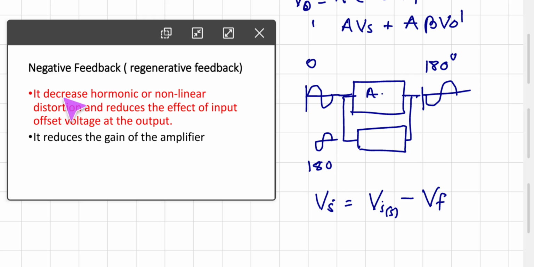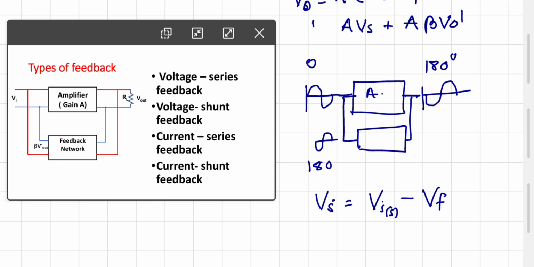So negative feedback decreases harmonic or non-linear distortion and reduces the effect of input offset voltage at the output, as well as it reduces the gain of an amplifier that we already saw. So let us consider the different types of feedback.